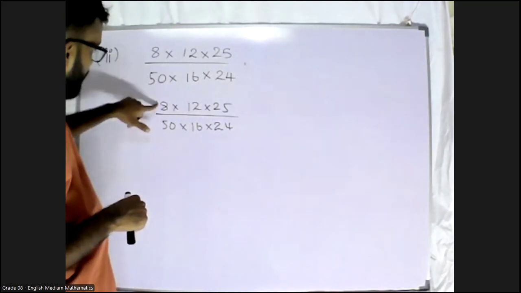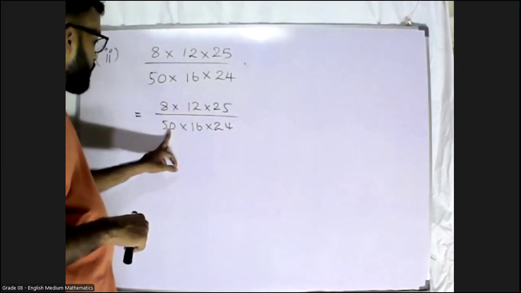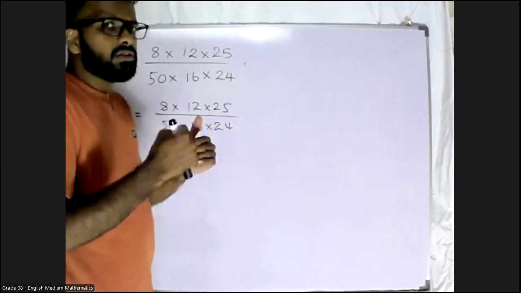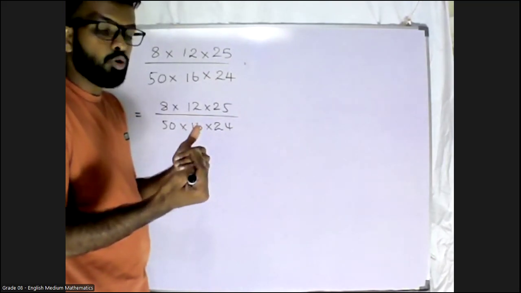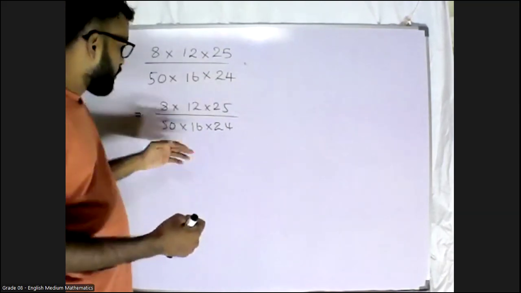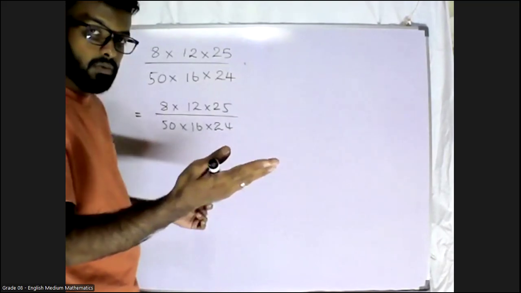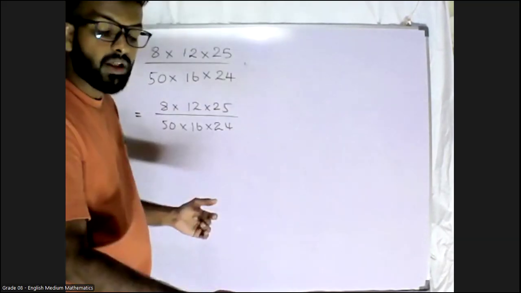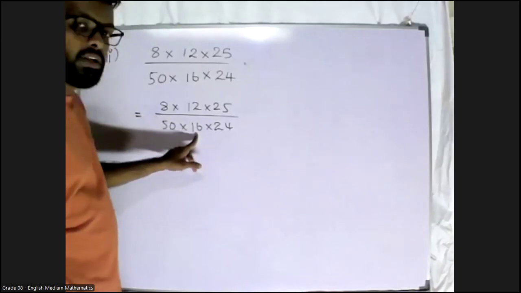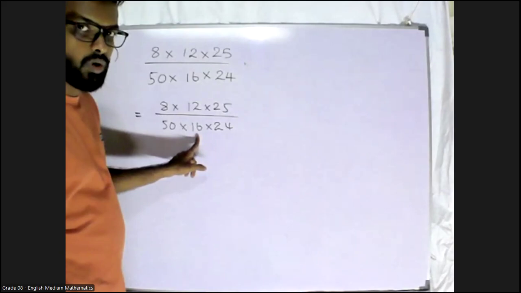8. You have to simplify with the denominator. Here you have 50. 8 and 50 can be simplified, because 2 is the common factor, 2 or 4, both. But I am going to watch for more possibilities. 8 and 16. Yes. 8 times 1, 8 times 2, right?